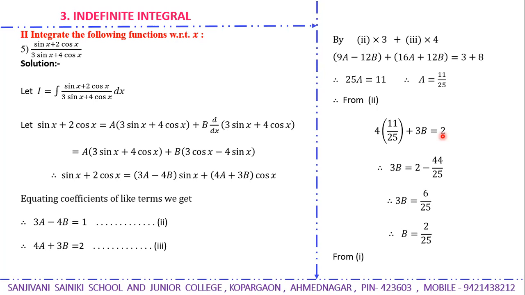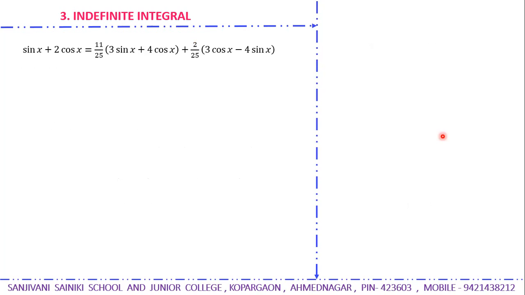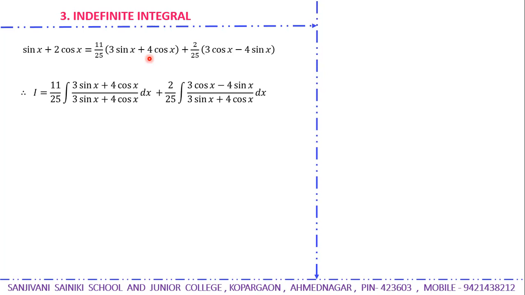Using these two values in our equation, you get sin x plus 2 cos x is equal to 11 by 25 into (3 sin x plus 4 cos x) plus 2 by 25 times (3 cos x minus 4 sin x). So what we will do? We will replace the numerator in the integral by this term. Then we will divide the numerator separately by our denominator. So we will reach this step.